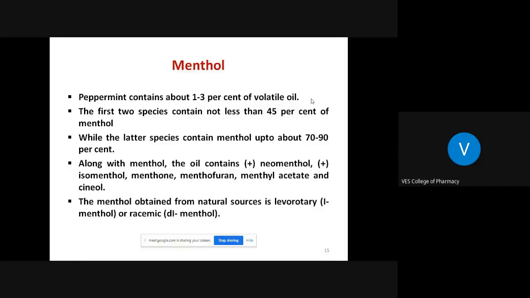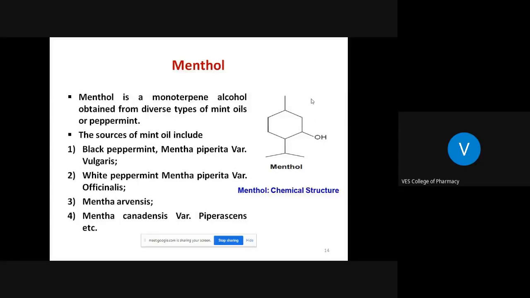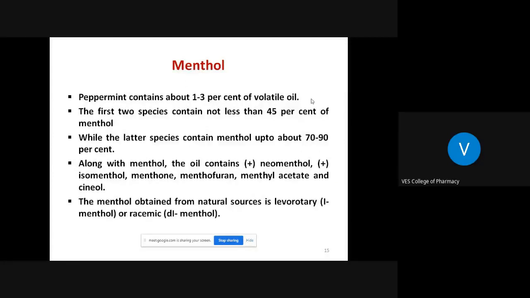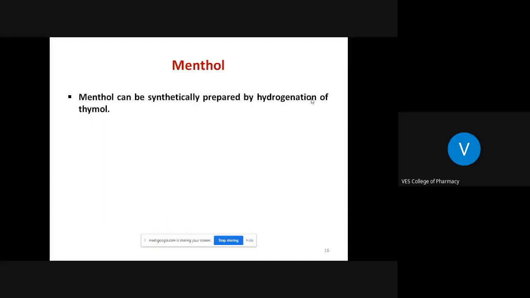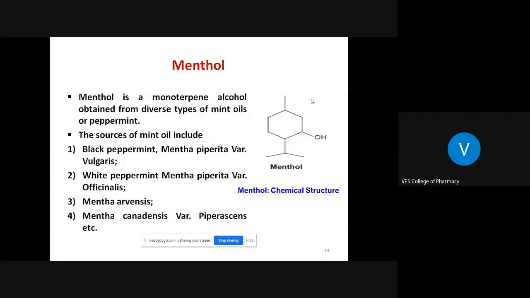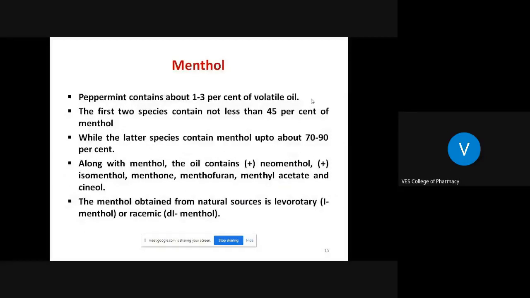The first two species which I stated earlier, that is black peppermint and white peppermint, contain not less than 45% of menthol. And the other two species which I mentioned in the previous slide, that is Mentha arvensis and Mentha canadensis var piperascens, also contain a good percentage of menthol, around 70 to 90%.